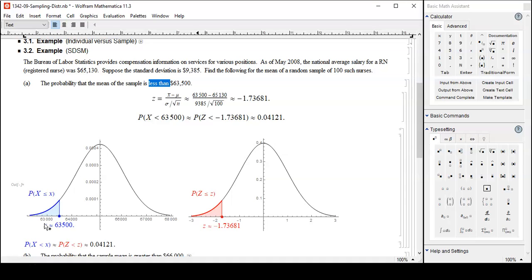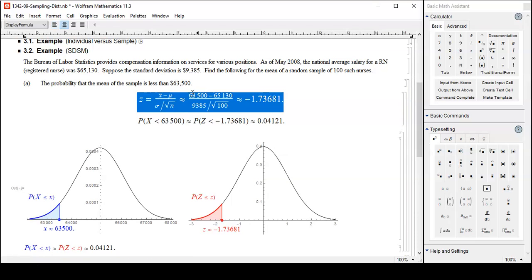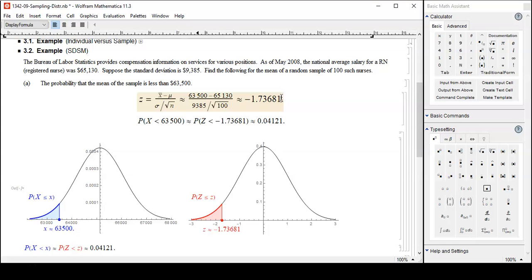Now, how do you calculate our z? End minus center over SE. The end is 63,500. Let me expand the font. The center is 65,130. Yeah, the center is the expected value. Now, what is the standard error? Sigma over the square root of 100. Sample size is 100. Punch it into the calculator, and you're going to get negative 1.74, approximately speaking.